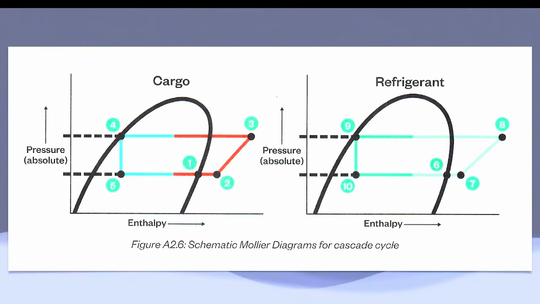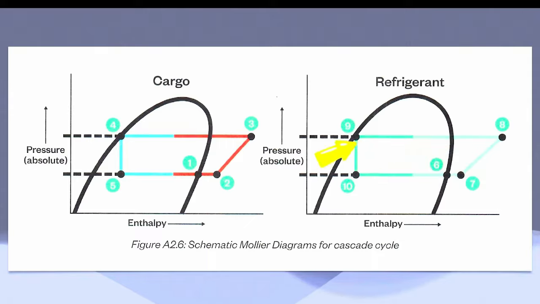Now, let's move on to our refrigerant. The principle is exactly the same. So here we have the process going from 10 to 6, which is evaporation, and then from 6 to 7. This is the suction and superheating stage. The gas goes into the compressor from 7 to 8. This is compression, an increase in pressure and temperature.